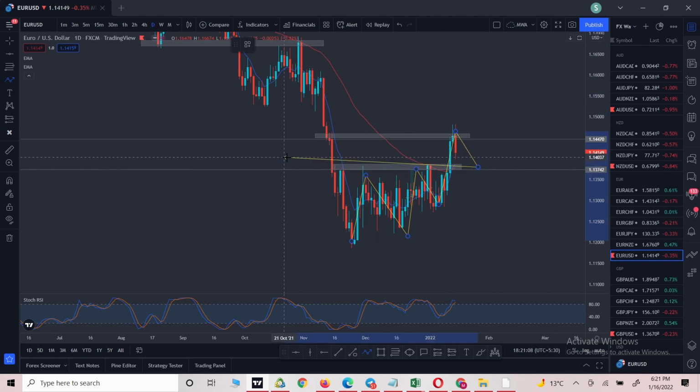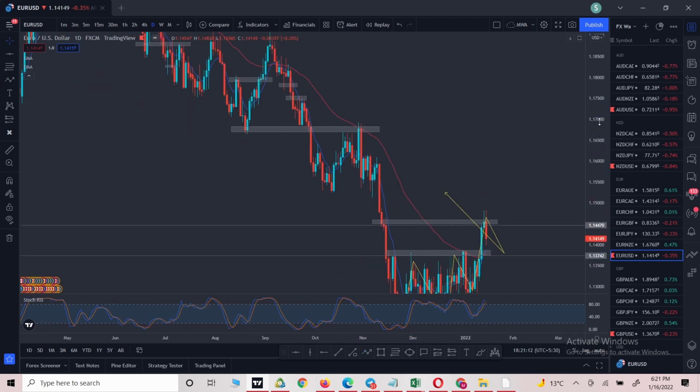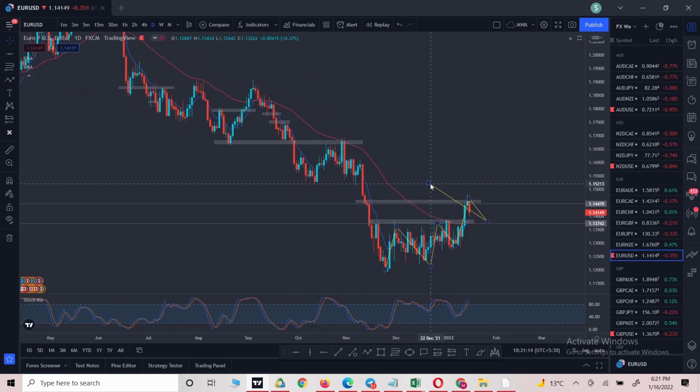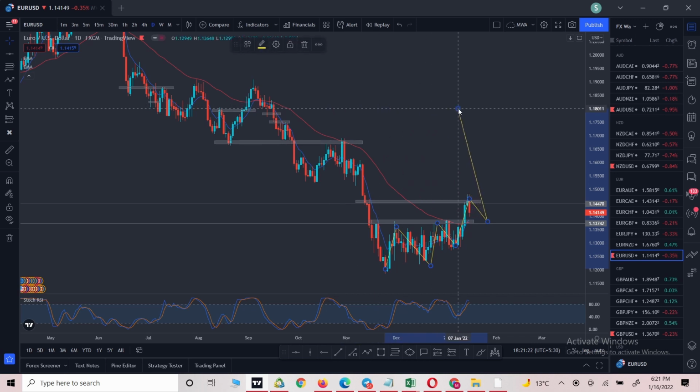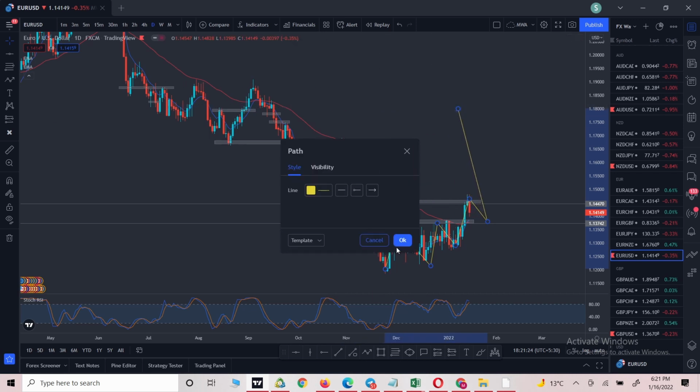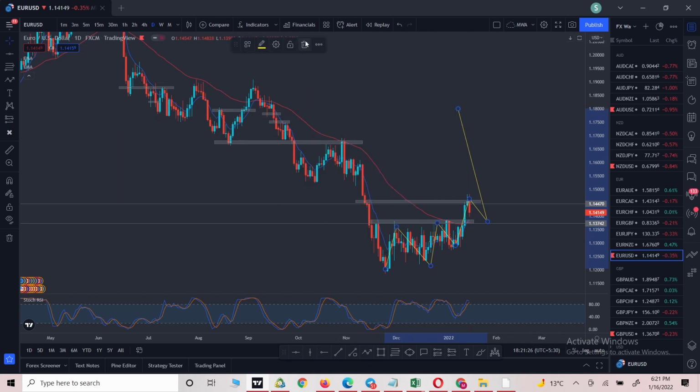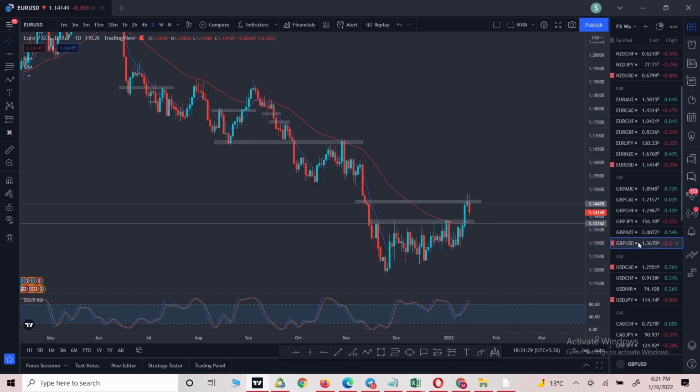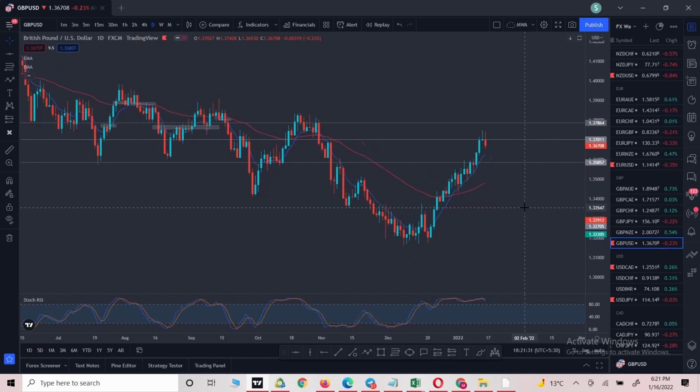Let the price retest this area. Accordingly, we can go to lower time frames and look for some kind of bullish price actions to go long, and then we can target these areas on the left hand side as our potential target profit for the future long trade. So that's it about EURUSD. Next, we are going to talk about the GBPUSD.